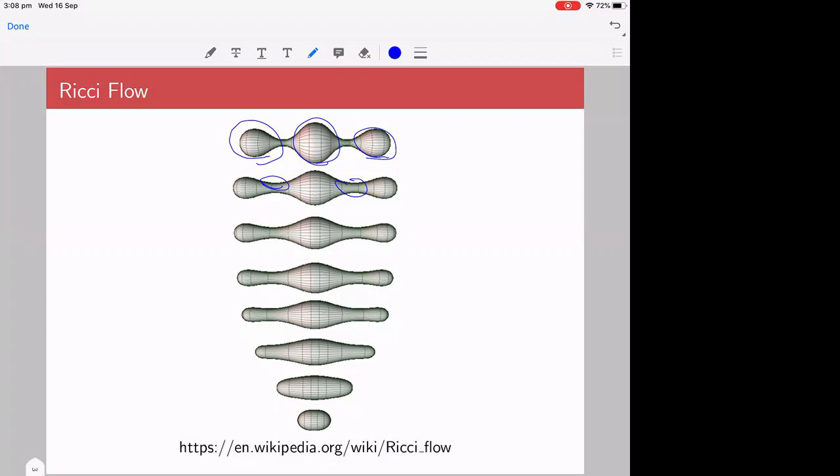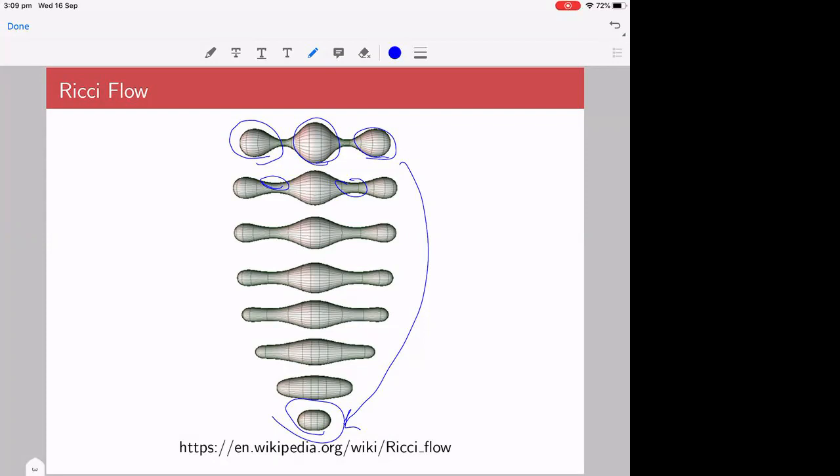So according to this picture, eventually when we get down to here, the curvature looks like it's positive everywhere, or at least non-negative everywhere. So it looks like the positive curvature has won in the end. And ultimately, the behavior we expect is that this manifold will shrink under the Ricci flow.